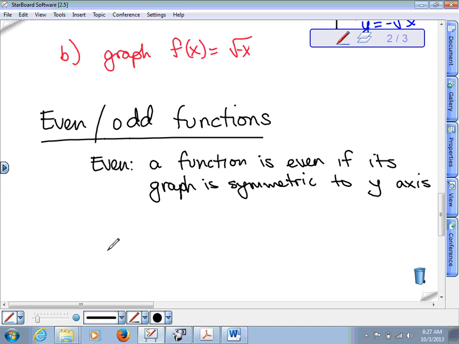There's also another criteria. Given some function f of x, if f of negative x is equal to the exact function that you start with. What that means is if I give you a function and I ask you to replace all the x's with negative x's, then all that does is result in the same function that you started with. That results in an even function.